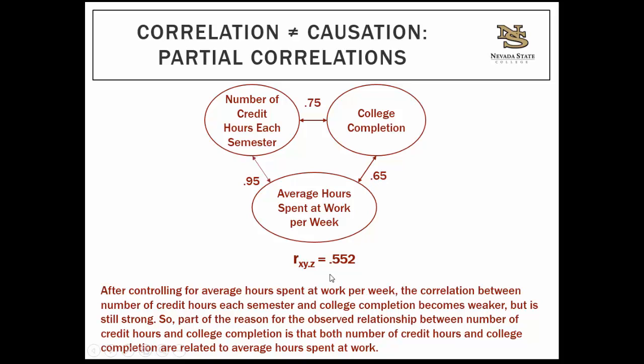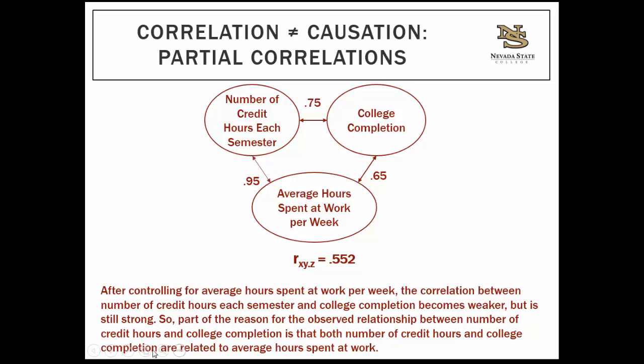And when you do the partial correlation coefficient, looking at the relationship between number of credit hours each semester and college completion, controlling for the fact that both are related to average hours spent at work per week, you still see a pretty strong correlation. So what that tells me, it got weaker, right? So part of the reason that we see this strong positive relationship is because both number of credit hours each semester and college completion are related to average hours spent at work per week. But that's not the whole reason that we see that relationship there.